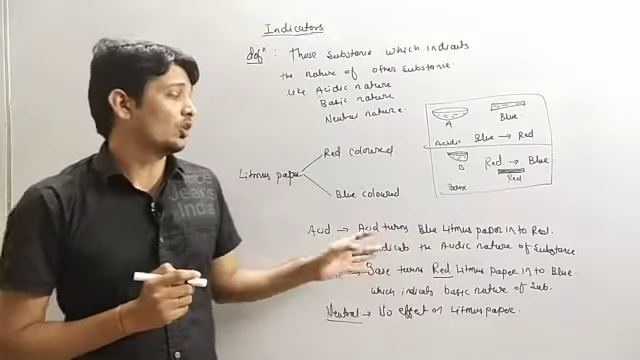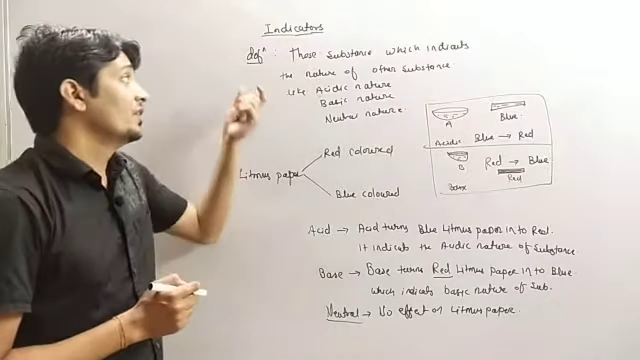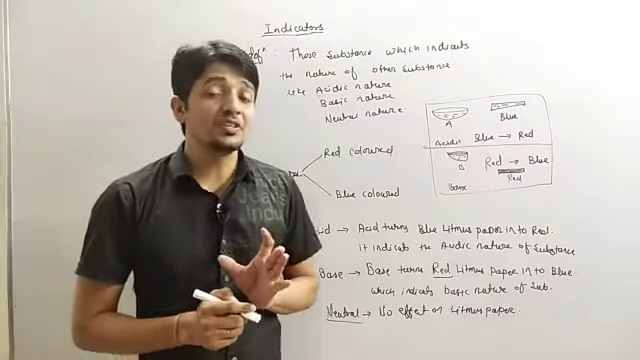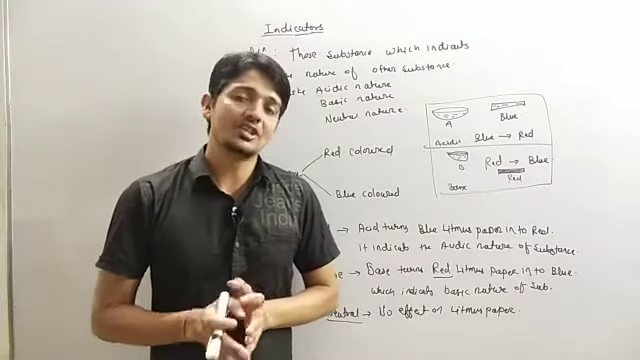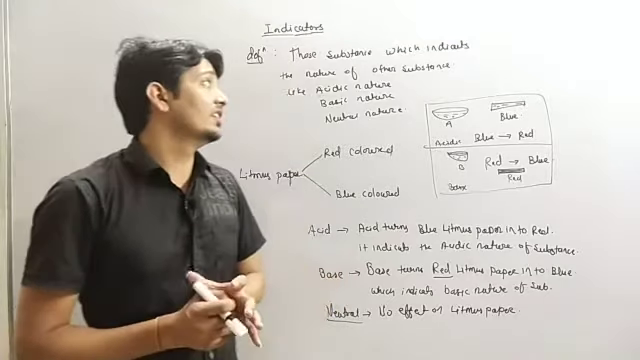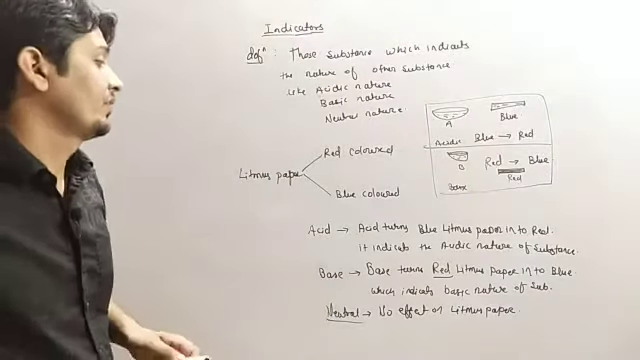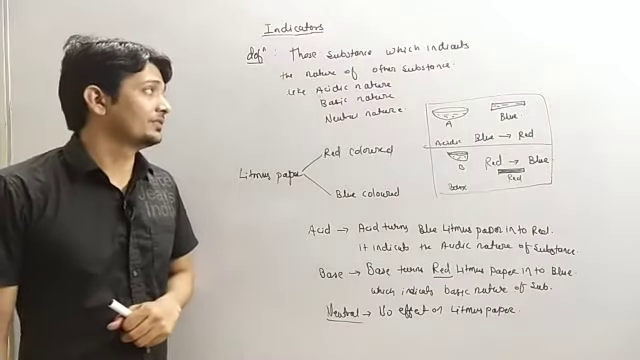Okay, so this is all about litmus paper, which is one of the indicators. So what is an indicator basically? Indicators are the substances which indicate the acidic, basic and neutral nature of a substance. Now we will understand the types of indicators. If you want to write, you can write or you can take a screenshot.